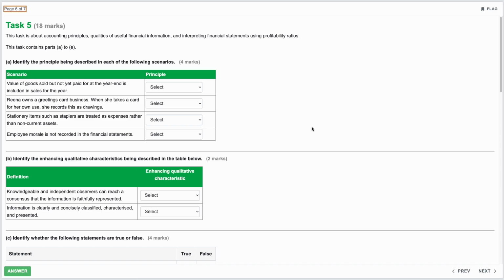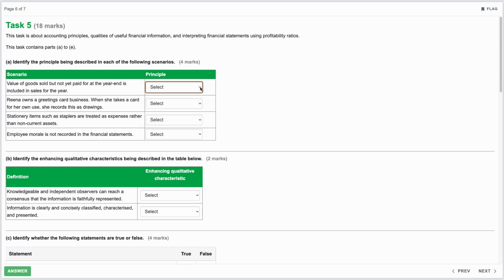Part A, identify the principle being described in each of the following scenarios for 4 marks, obviously 1 mark for each principle. The first scenario then, value of goods sold but not yet paid for at the year end is included in the sales for the year. Okay, so it's goods that have been sold but not yet paid for at year end, and we are then including that value within our sales figures. So that to me straight away looks like the accruals concept.